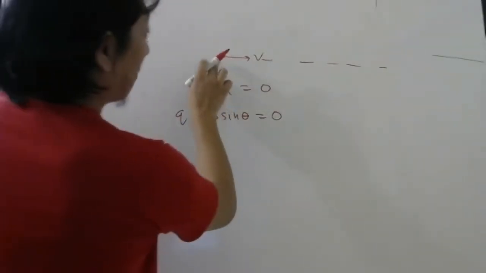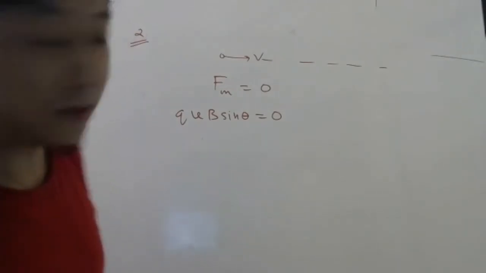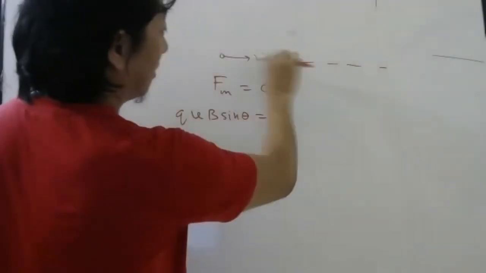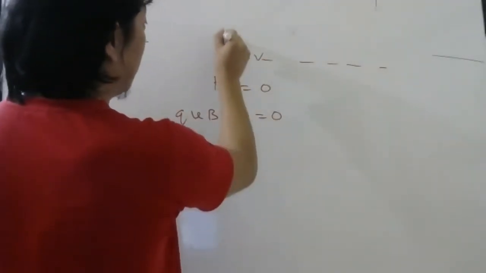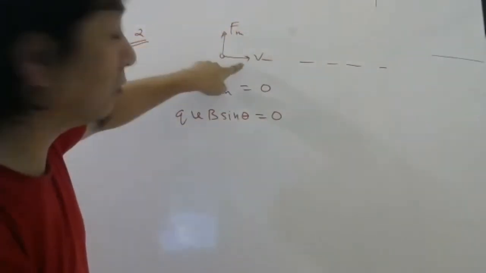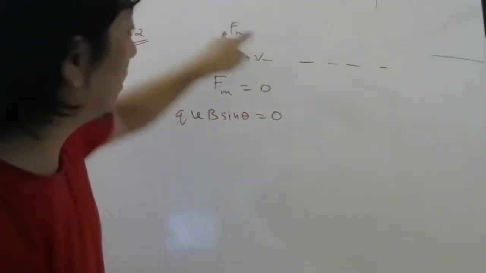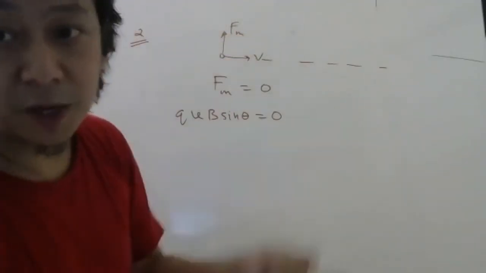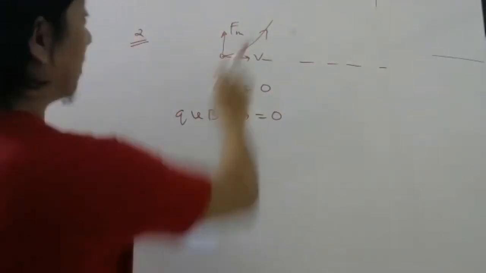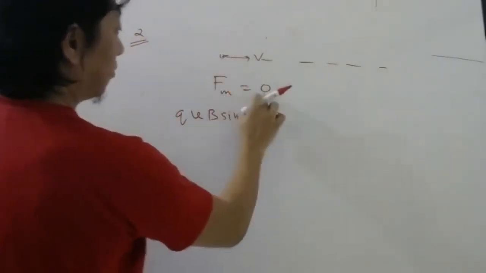So if the particle is going undeflected, then there cannot be any force. Magnetic force is always perpendicular to velocity. Magnetic force can never be parallel to velocity. And if it is perpendicular to velocity, it will deflect. But here they told what? It does not deflect. So if it does not deflect, then the magnetic force should be 0.